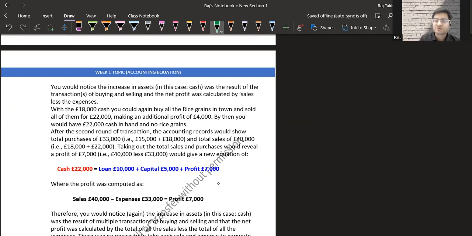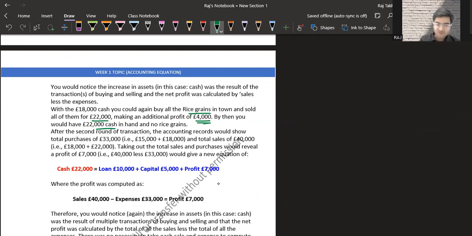With this 18,000 pounds worth of cash, I can again buy these rice seeds, then plant them and grow the rice produce again, and now this 18,000 pounds worth of seeds will give a produce which can be sold at a price of 22,000 pounds. Can you spot that there's an additional profit of 4,000 in the very same transaction? By this I can say that at the end of this transaction I'll have 22,000 pounds in cash with me, and no rice grains will be left. I've sold my entire produce at a price of 22,000, and now I have received 22,000 pounds in cash.